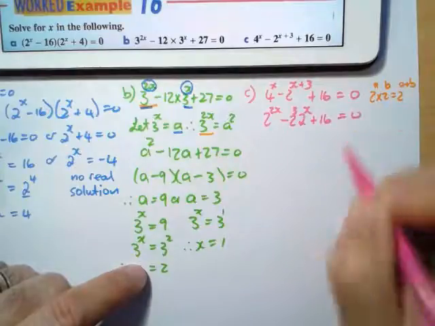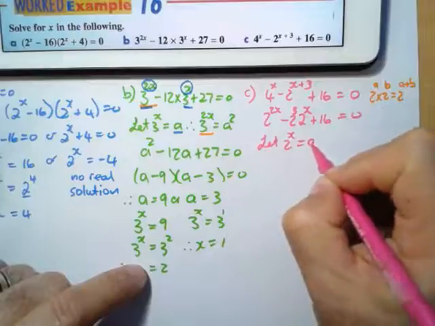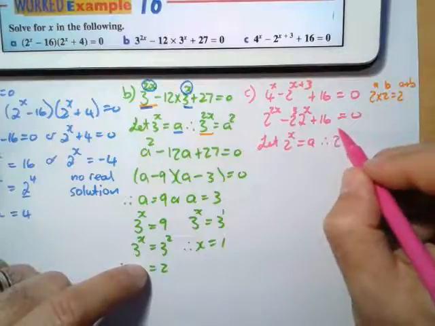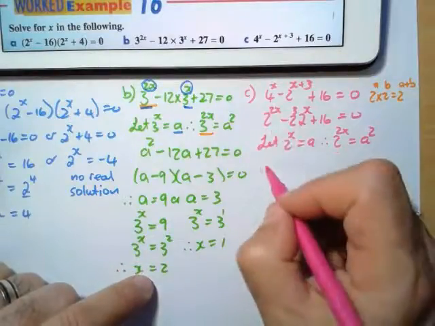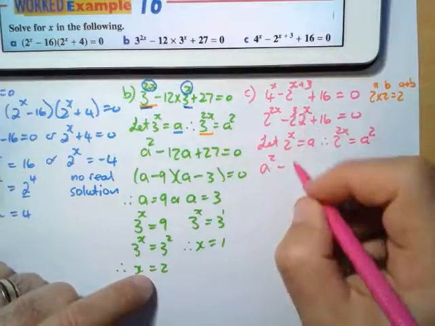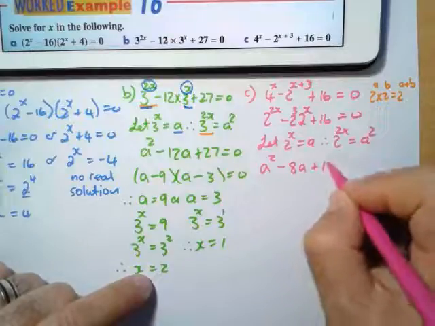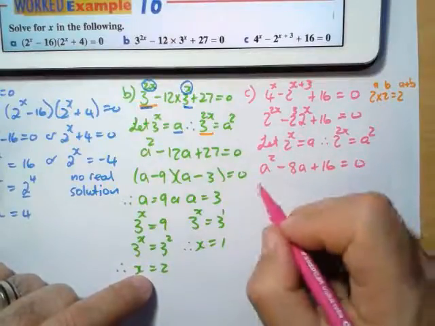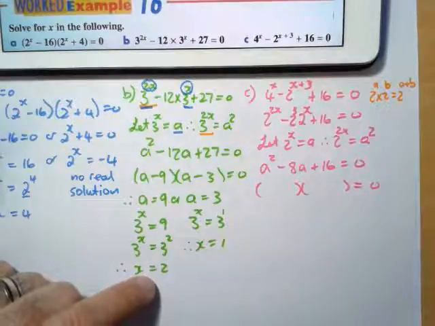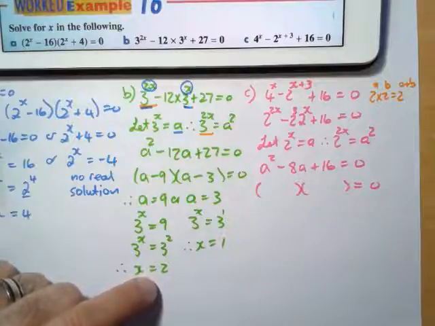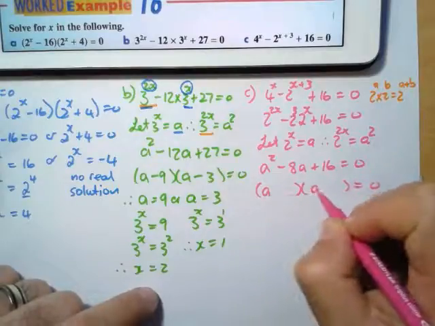Plus 16 equals 0. So I can say let 2 to the power x equal a, therefore 2 to the power 2x equals a squared. Which means that this thing now is a squared minus 2 to the power 3, which is 8, times 2 to the power x, which is a, and that plus 16 equals 0. I can factorize that. If you can't use your factorization, use your calculator, use the quadratic equation, complete the square, just do it. Okay, this becomes a, this becomes a.